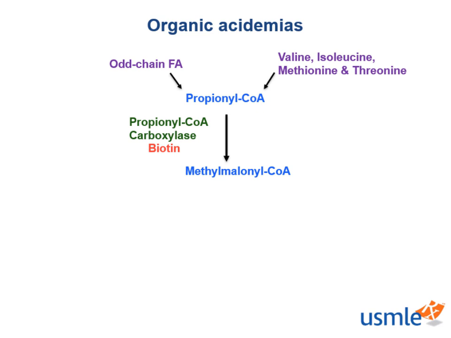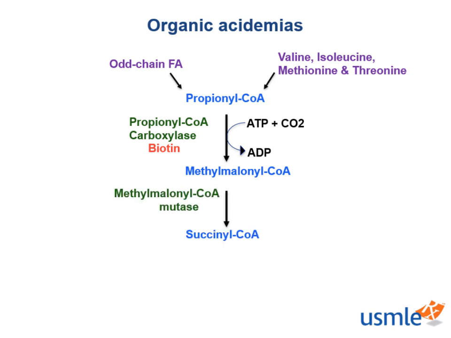And since this is a carboxylase reaction, we need ATP and CO2 in order to add a carbon molecule and form methylmalonyl-CoA. Methylmalonyl-CoA is metabolized to succinyl-CoA via the enzyme methylmalonyl-CoA mutase. And can you recall what essential vitamin is needed here? Yes, B12. A deficiency in methylmalonyl-CoA mutase or B12 will cause methylmalonic acidemia. Now that we have succinyl-CoA, this is a key player in our favorite reaction, the Krebs cycle.